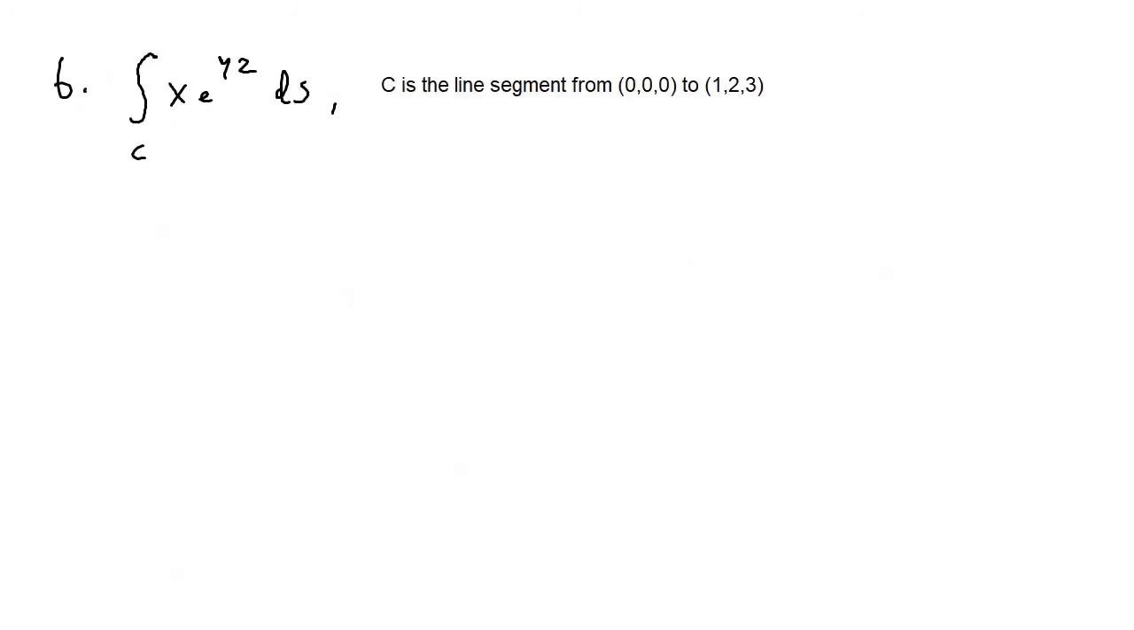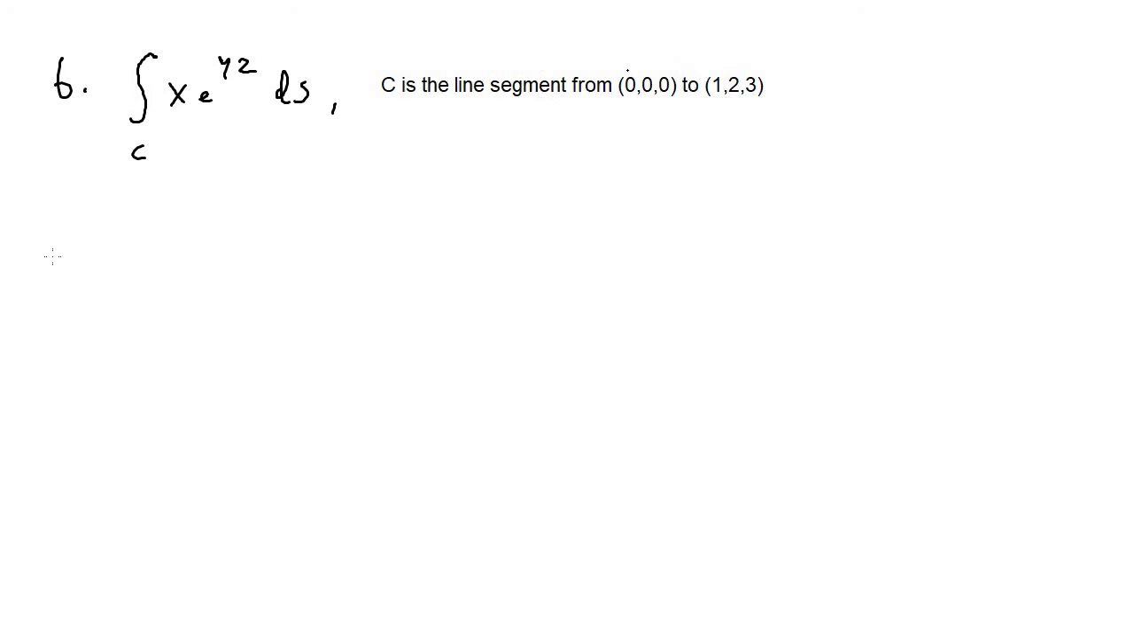So now for number 6, we have the integral along c of x times e to the yz ds, and c is going to be the line segment from 0, 0, 0 to 1, 2, 3. This time we do have only one line segment, so we don't have to break it up into two different integrals. So the first step is obviously to find those parametric equations for this line segment.